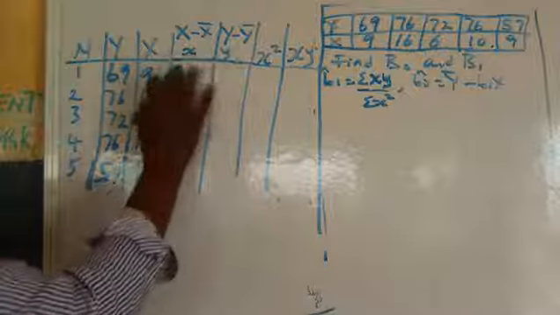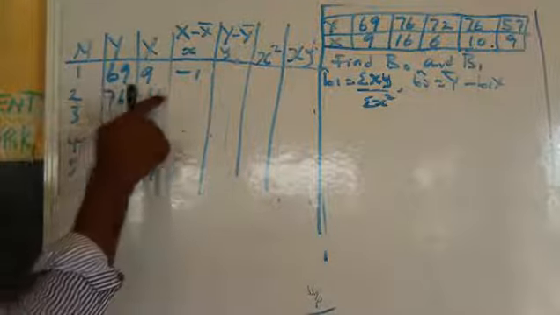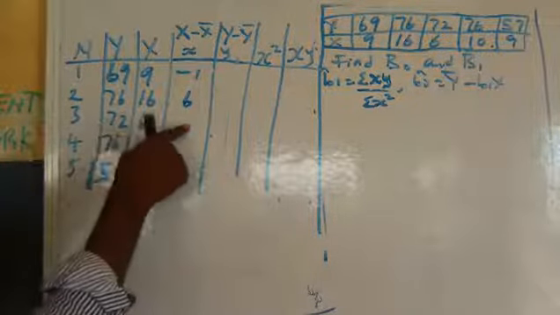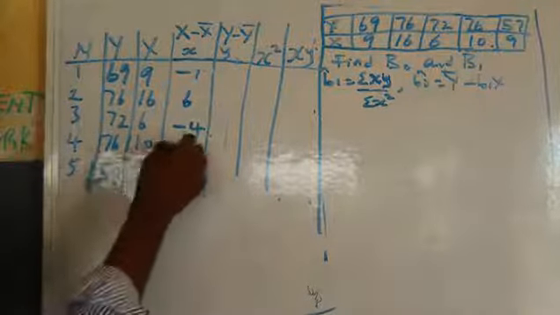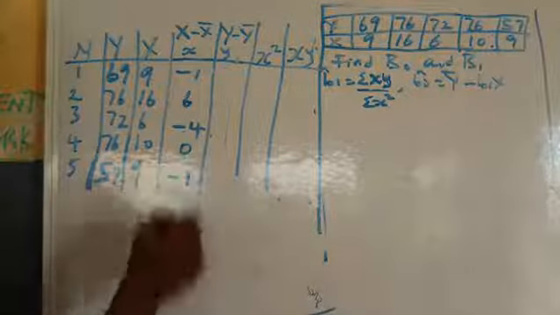It's going to give us what? Minus 1. So this is minus 1. Again, 16 minus the mean, which is 10, will give us 6. 6 minus the mean, that is minus 10, that's going to be minus 4. 10 minus 10, that is 0. 9 minus 10, that's going to be minus 1.